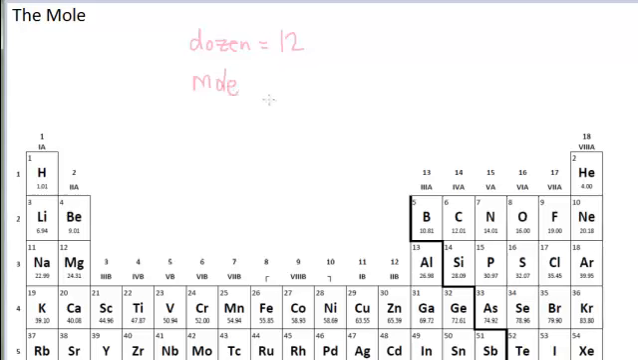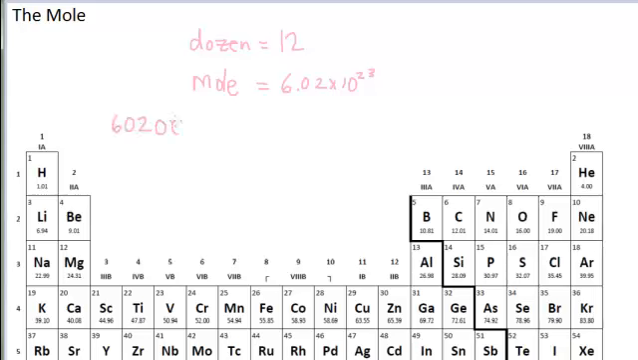So if I have a mole of something, I have a huge number of those things. I have 6.02 times 10 to the 23rd of those things. This is a number written in scientific notation. If I take it out of scientific notation, it looks something like this.